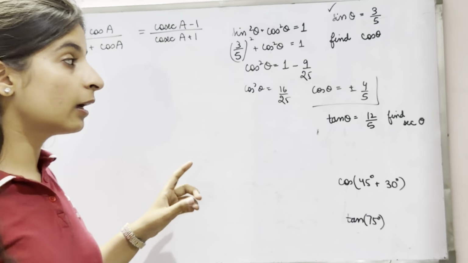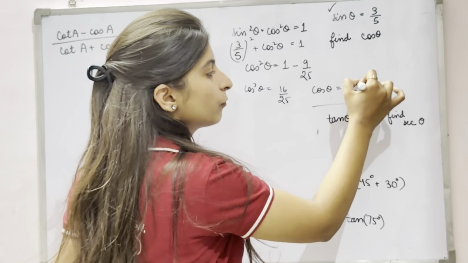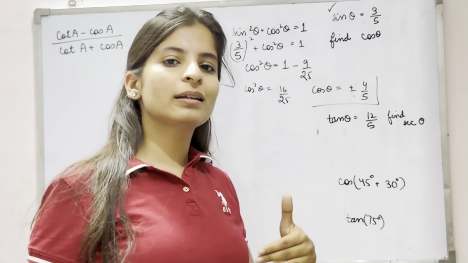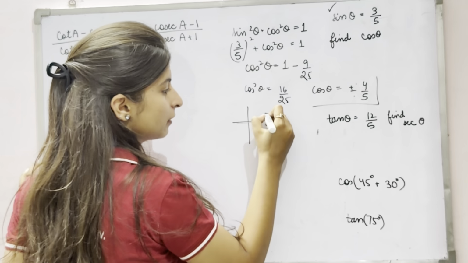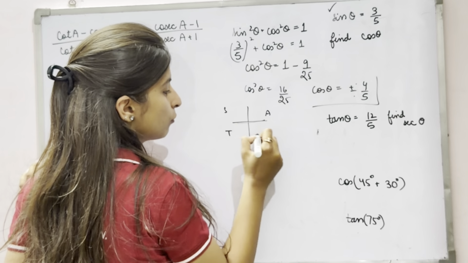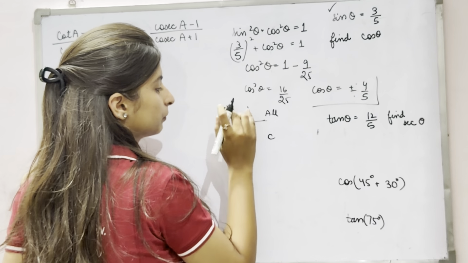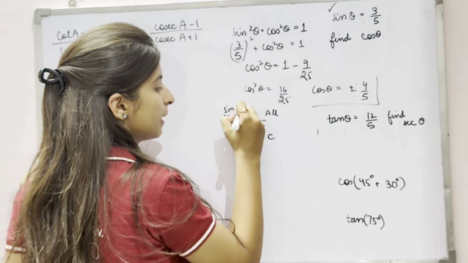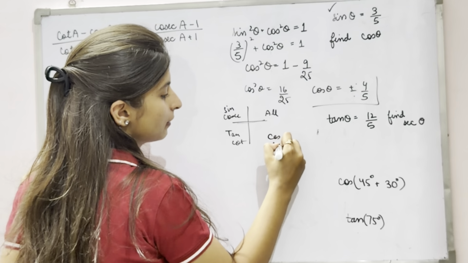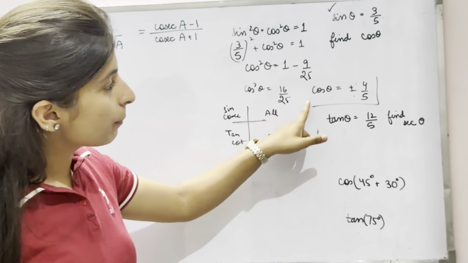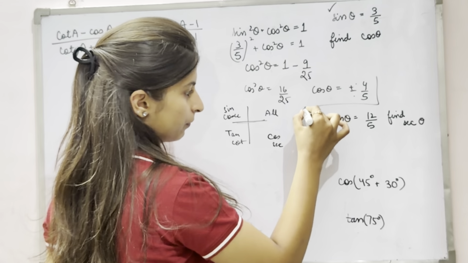Is this clear? Now there's one more thing. Whether the sign is plus or minus depends on the quadrants. We discussed this: all, sin, tan, cos. Sine and cosecant are positive, tan and cot are positive, cos and secant are positive. So it depends on where this theta occurs. Okay, first question.